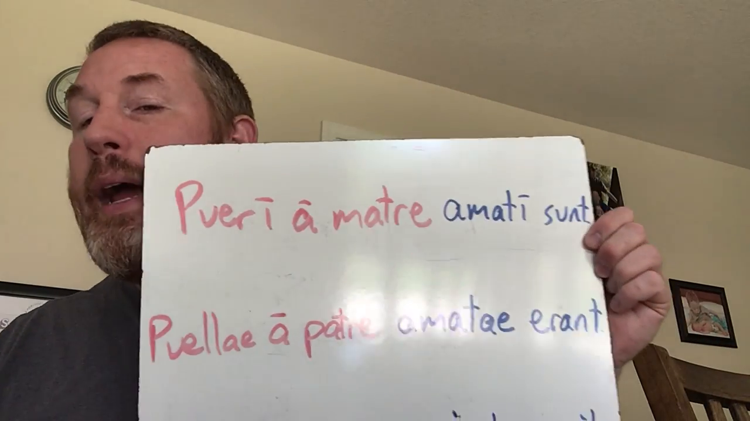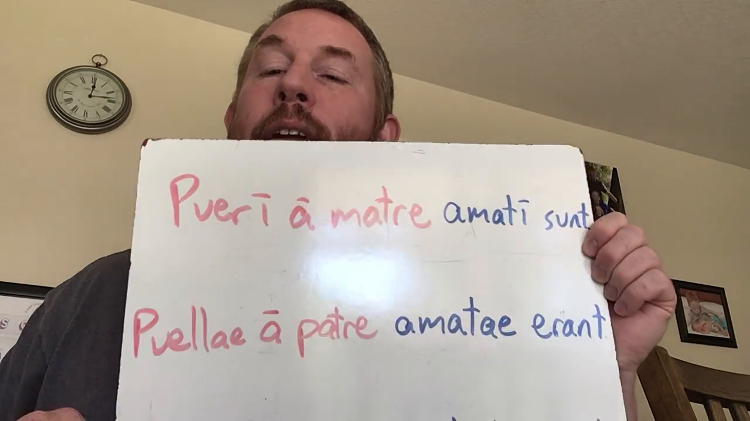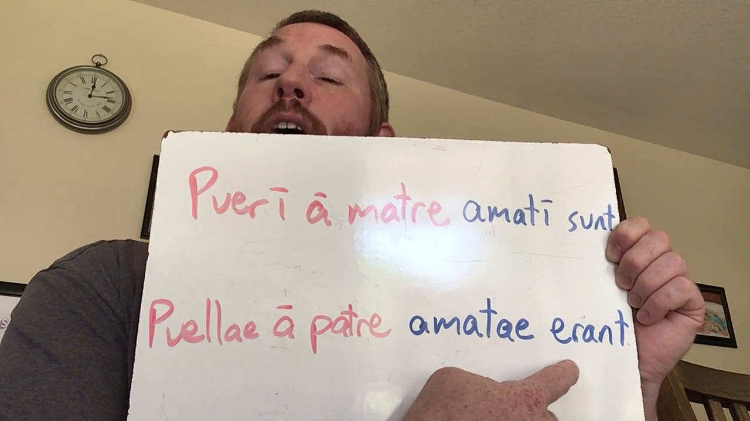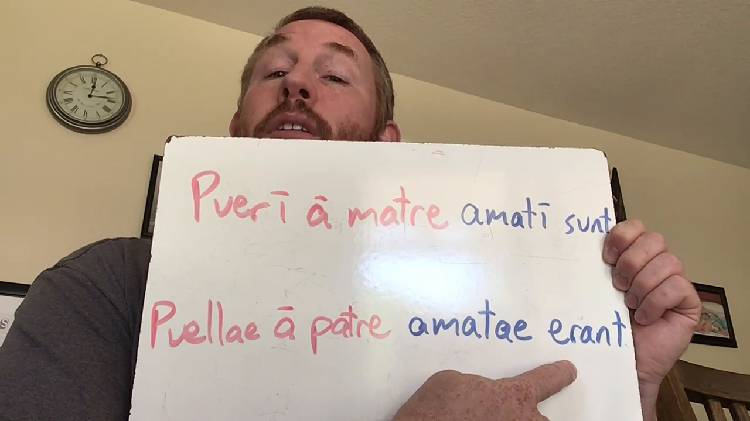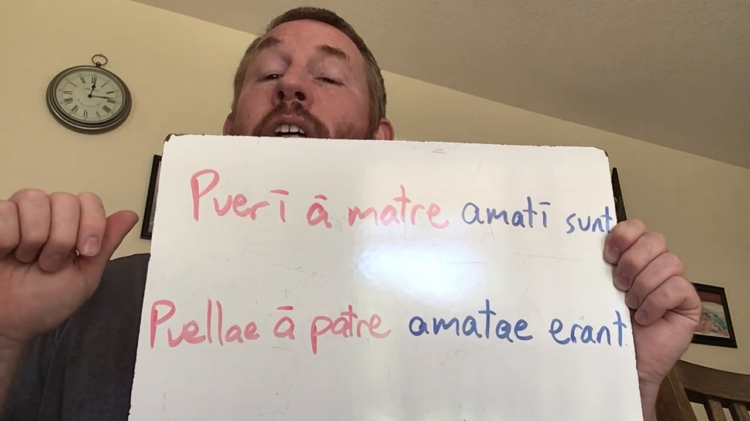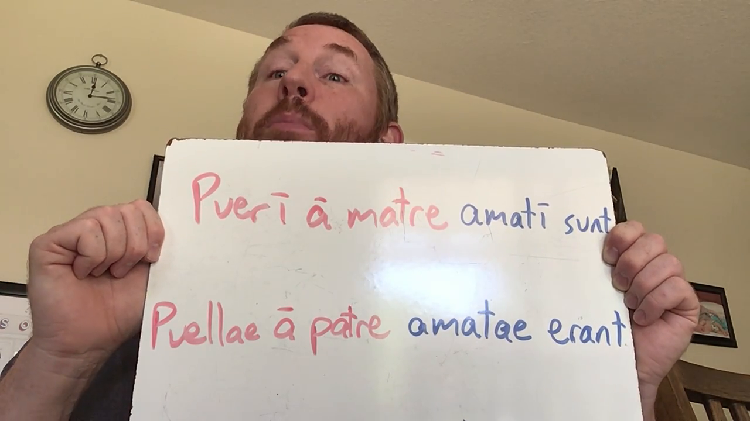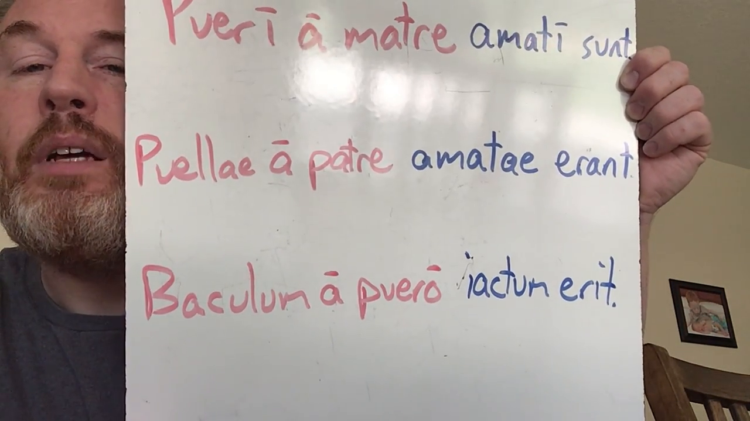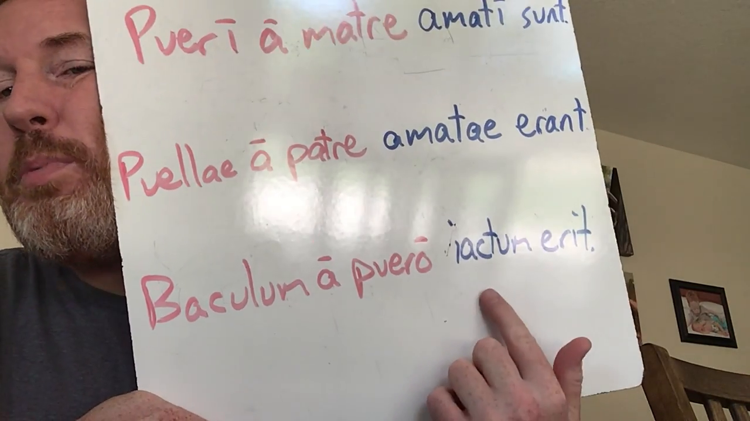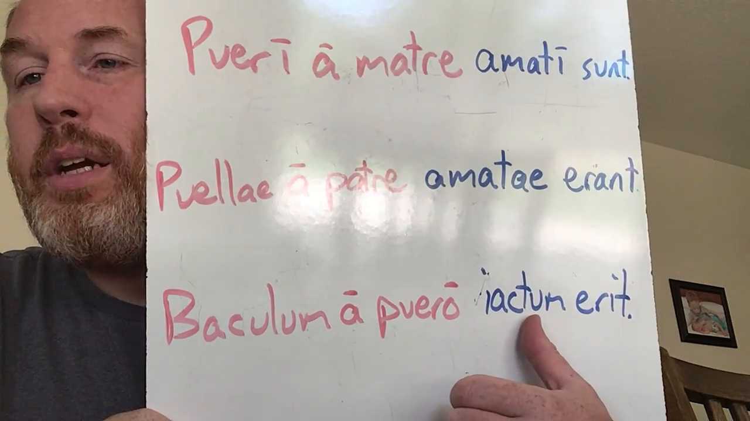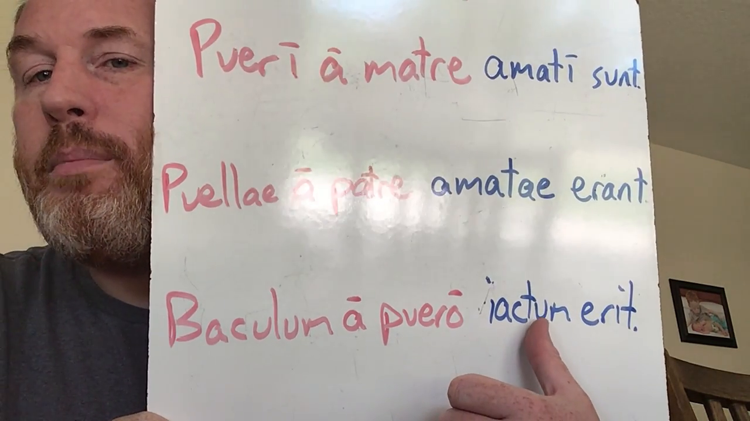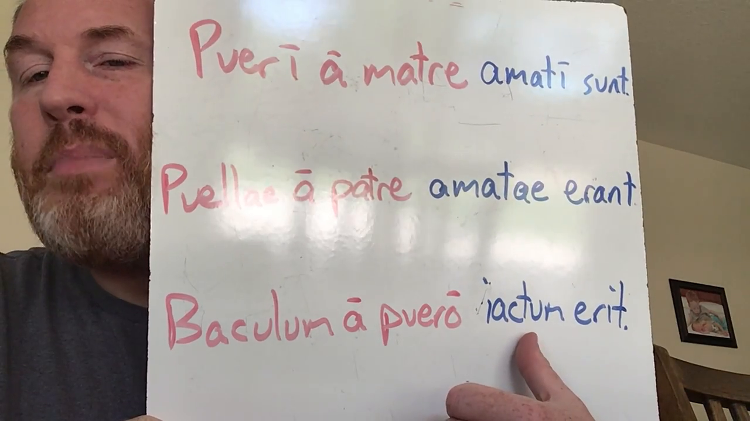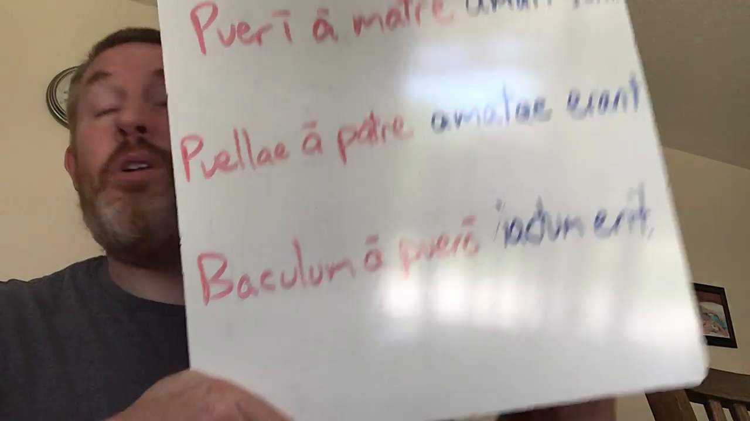Now, the next one. Puellae a patre amatae erant. Again, I matched it in number, case, and gender to the subject. Feminine, plural, nominative. And then I added on erant, which is the imperfect of esse, which means it's the pluperfect. So, the girls had been loved by the father, which makes it even more tragic. And then the very last one, baculum a puero iactum erit. So, fourth principal part, iactus, a, um. I matched it in number, case, and gender to baculum, so neuter, singular, nominative. So the beating wand will have been thrown by the boy. That's how it works. It's very, very easy.